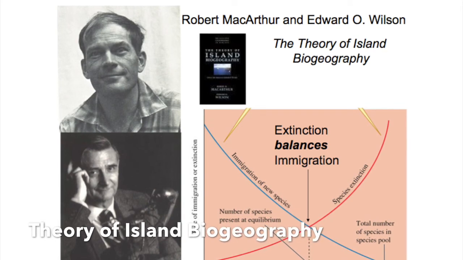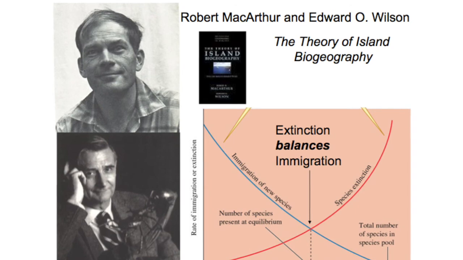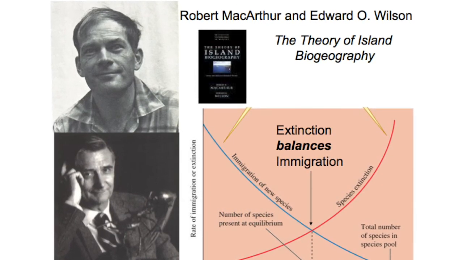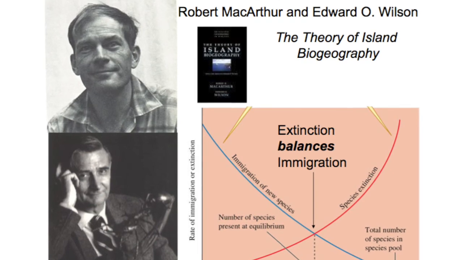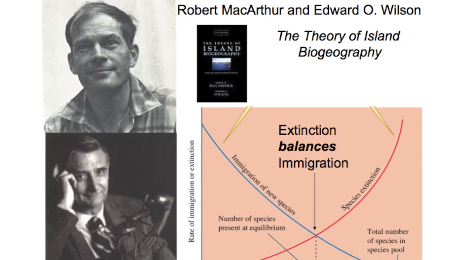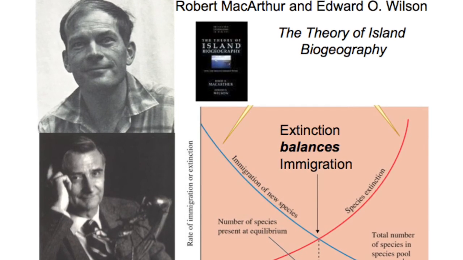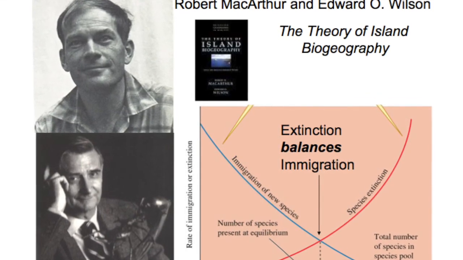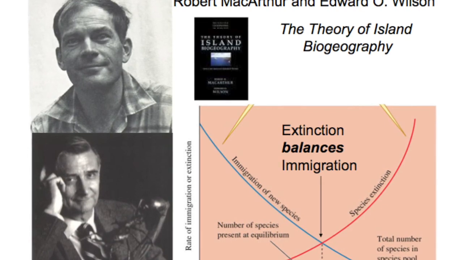Similarity between islands and isolated patches of habitat has led ecologists to apply the theory of island biogeography. It was first developed by Robert MacArthur and Howard O. Wilson. The theory is quite simple. The number of species established on an island represents a dynamic equilibrium between the immigration of new colonizing species and the extinction of previously established ones.